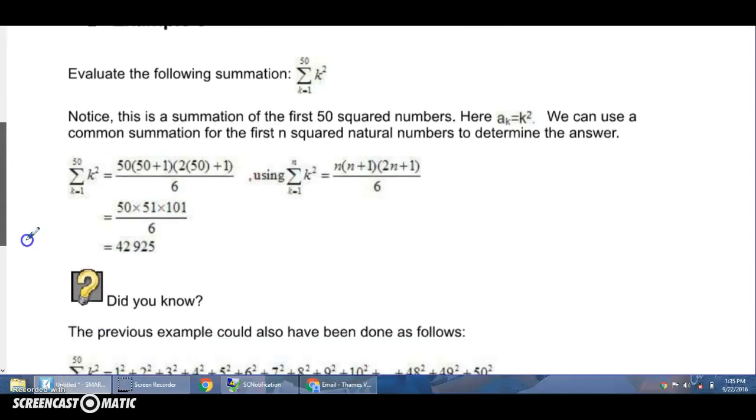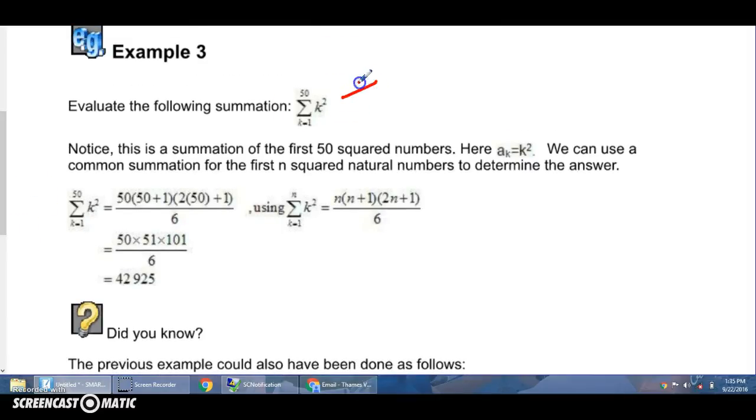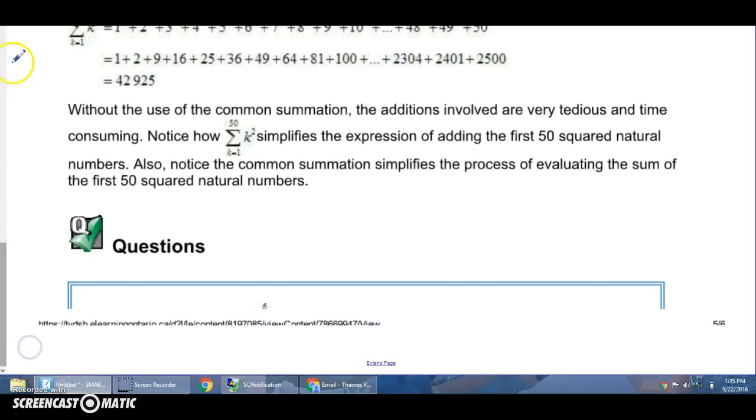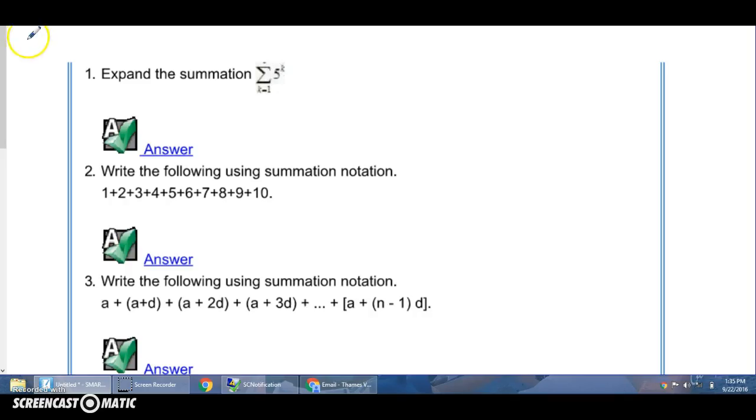But then if you go down here, you notice that in these examples, they did the first 50 terms here, using the short forms we have to help us out. So this one here says, write the following using summation notation. So how does this work? Check your answers for this and this. It gets a little tricky.